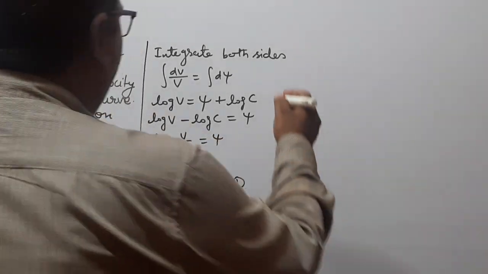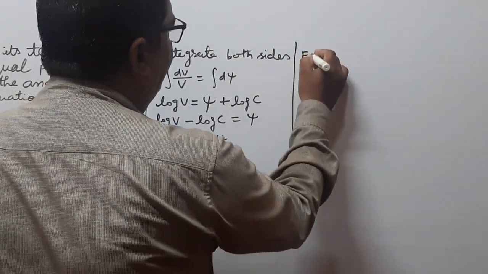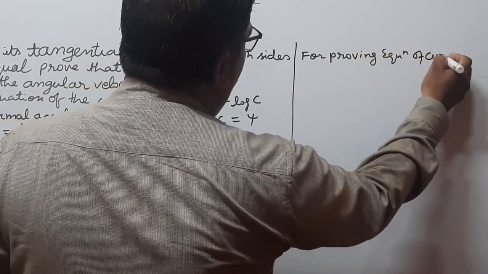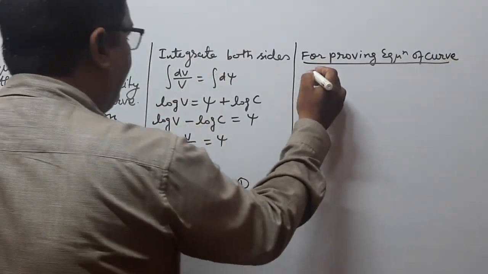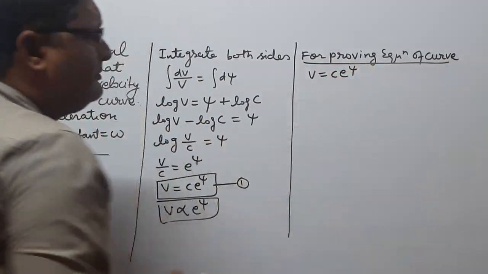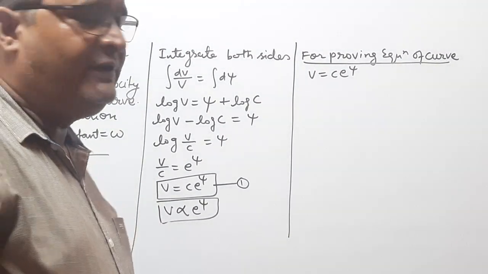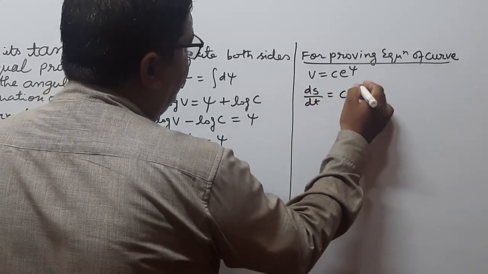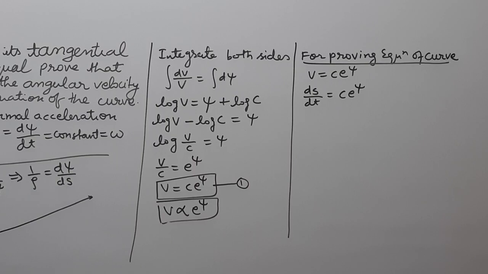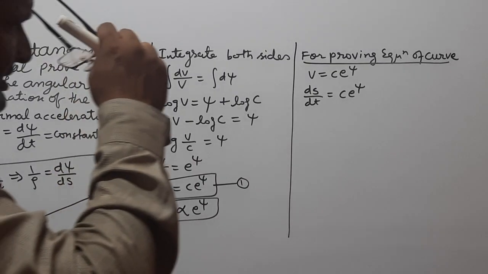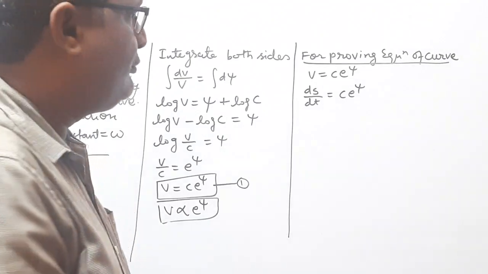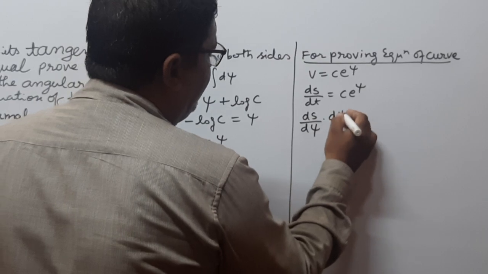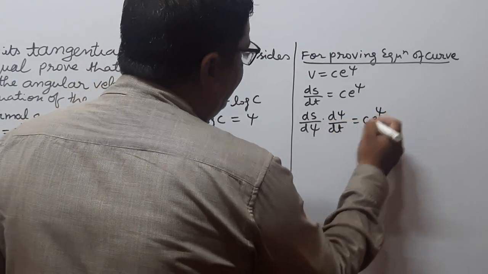For finding the equation of the curve, we take equation 1, V is equal to C e to the power psi. Here V is the tangential velocity. This can be written as ds upon dt. Now this ds upon dt can also be written as ds upon d psi multiplied by d psi by dt, is equal to C e to the power psi.